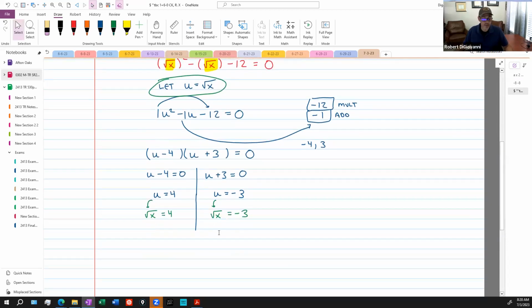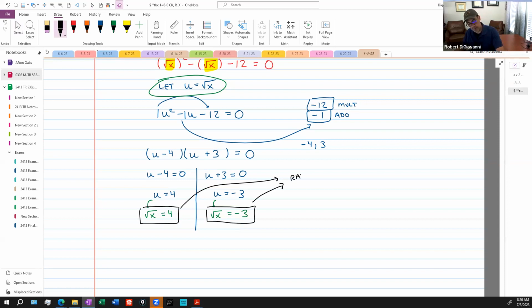Now, each one of these by themselves are examples of radical equations. Or if you want, you could say they're square root equations. And we've actually talked about how to solve these. Let me see if I can show you real quick.